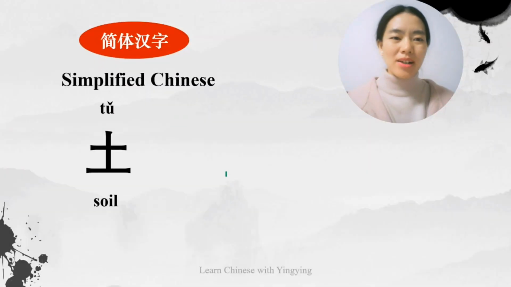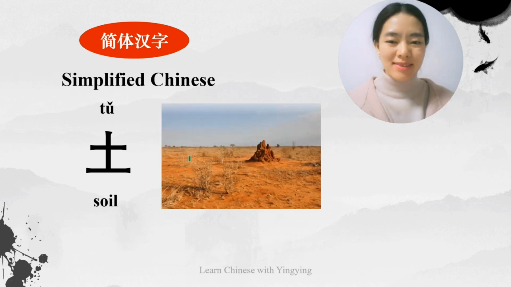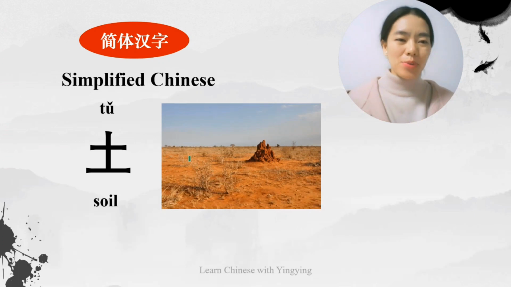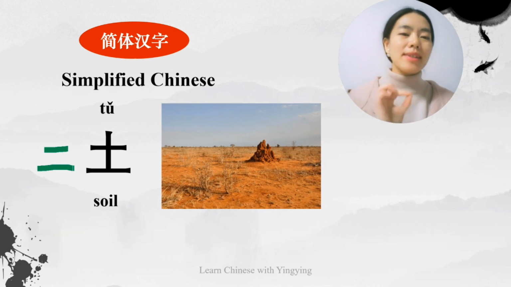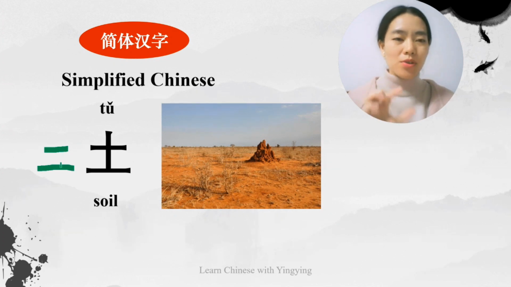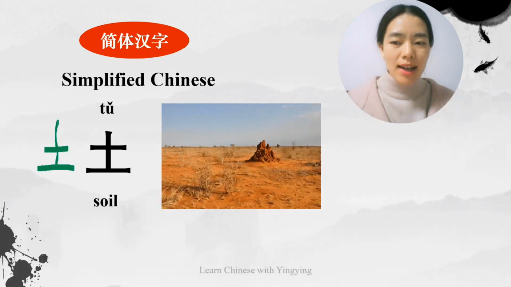The next word we are going to learn is 土. 土. It means soil. How can we remember this word? So do you see here, this is 2 lines because the soil always has some depth. So we use 2 lines to represent it. And from the soil grows the trees or grass. So there's a line in the middle. So this is one way to remember it.